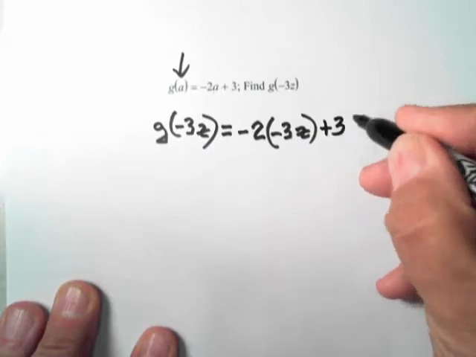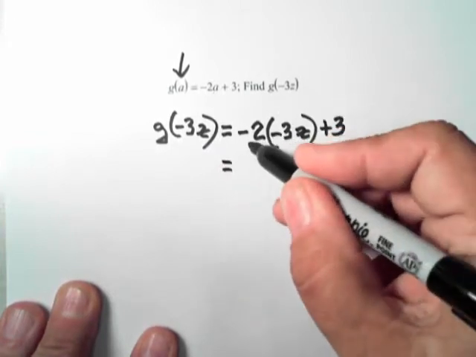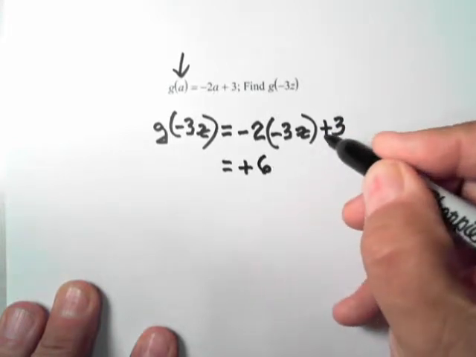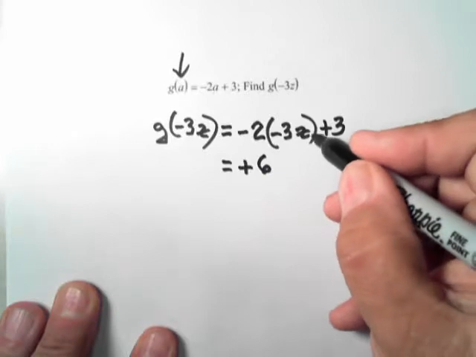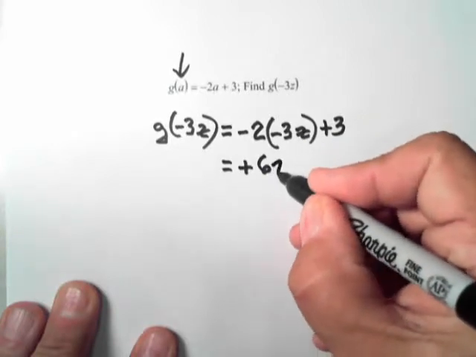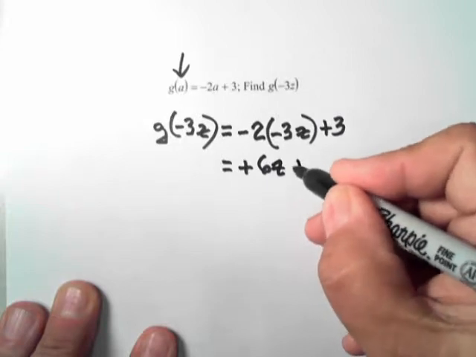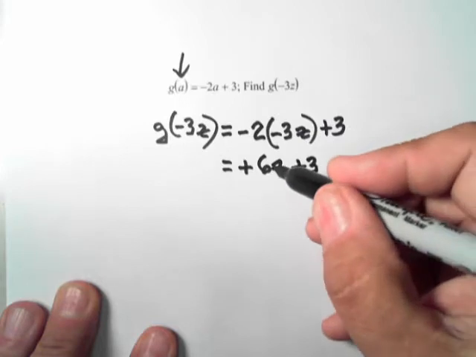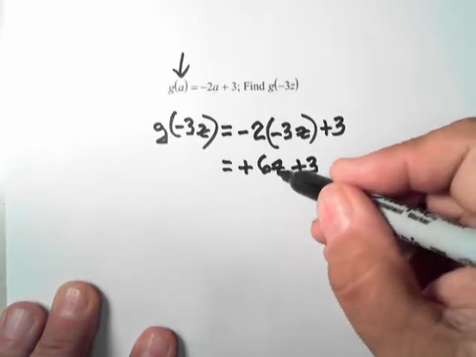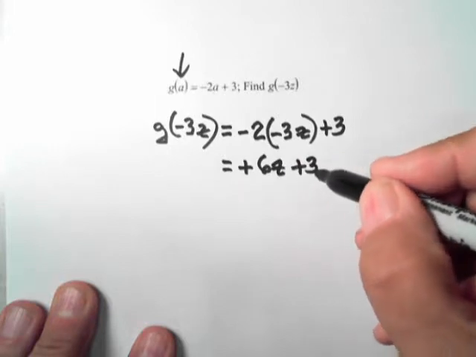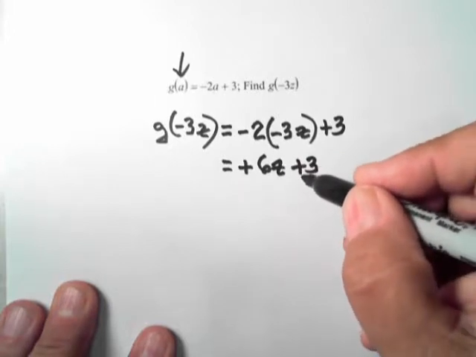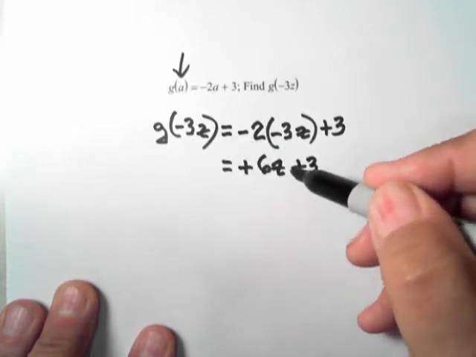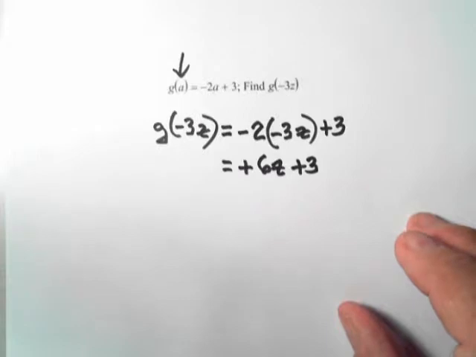Okay, so let's clean this up. Negative 2 times negative 3 is going to give me positive, I'll put a plus to rub it in here, plus 6, and we had the single z here. Okay, and then we have plus 3 on the end. Okay, well, there it is. We can't combine any further because this term here has a z in it, and this one doesn't have any variables, so we're stopped right at this point, but there it is. g of negative 3z equals 6z plus 3.